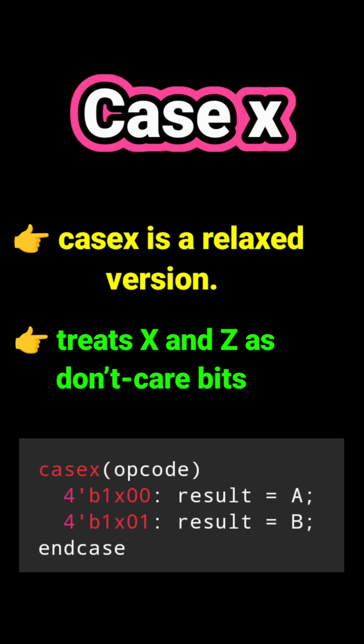It is flexible, but risky in simulation. If your signal has an unknown, X, casex may still match a branch and hide bugs.